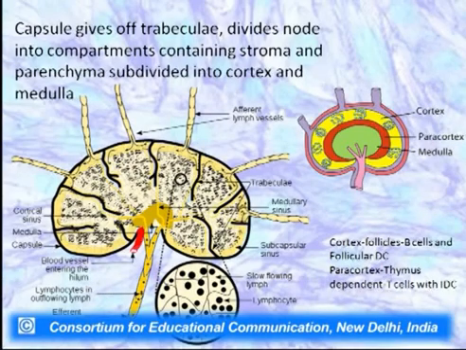Now, primary follicle, as we had discussed before, is generally present when there is no antigenic challenge. This primary follicle can convert itself into a secondary follicle depending upon the presence or absence of an antigen. If an antigenic challenge is there, the primary follicle will convert into a secondary follicle. Generally, the cortical region follicles have B cells and follicular dendritic cells. Now, the paracortical region is thymus dependent. It has T cells with interdigitating dendritic cells.